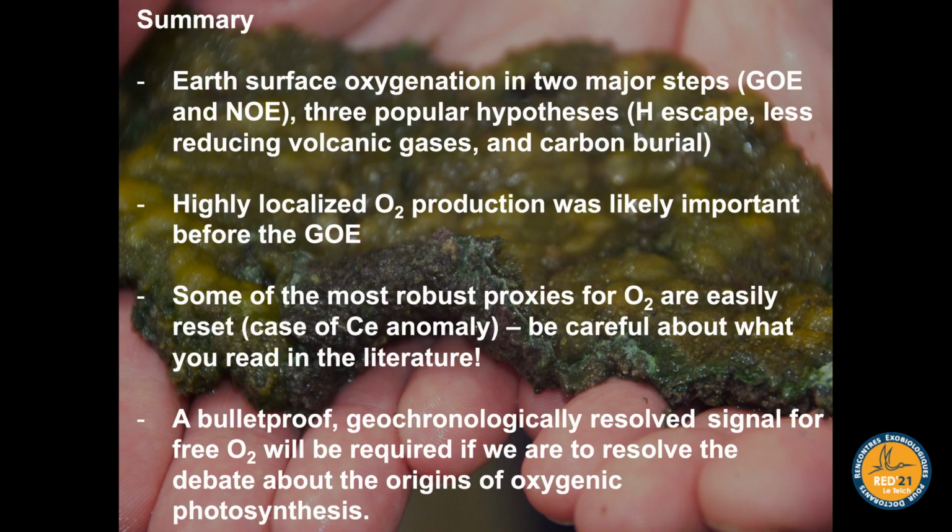So in conclusion, Earth's surface oxygenation proceeded in two major steps: the Great Oxidation Event, and the Neoproterozoic Oxidation Event. And there are three popular hypotheses for what drove Earth's surface oxygenation: the escape of hydrogen into space, leaving oxygen behind; volcanic gases that became less reducing and thus less oxygen consuming over geological time; and finally biospheric effects like carbon burial and the production of oxygen and organic matter by oxygenic photosynthesis.